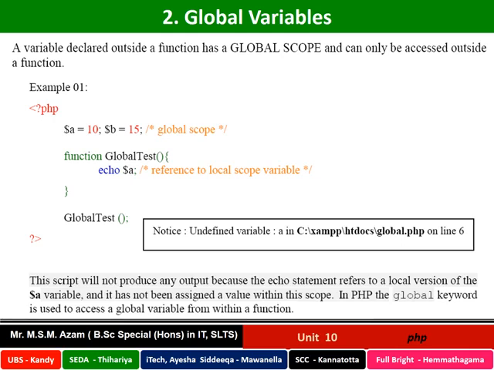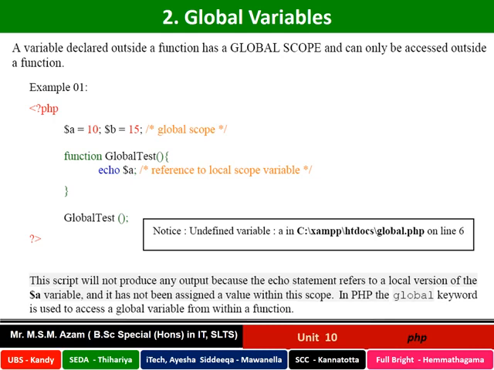But when you try to print that variable value A, you will notice that an error message is displayed on the screen. It says undefined variable A. The reason is there is no variable defined as A inside the function global test. Also, this script will not produce any output because the echo statement refers to a local version of the $A variable and it has not been assigned a value within this scope.